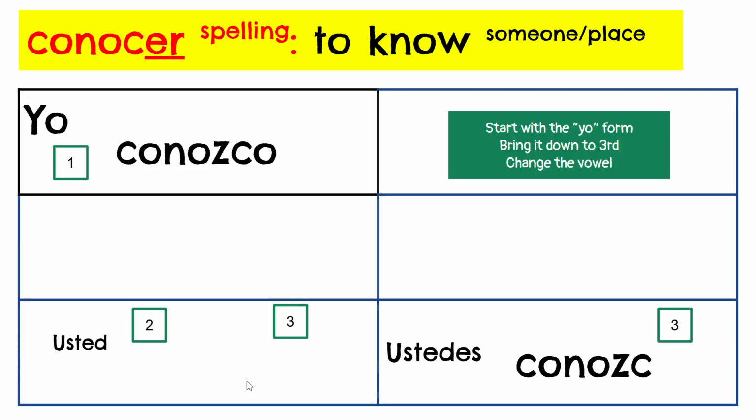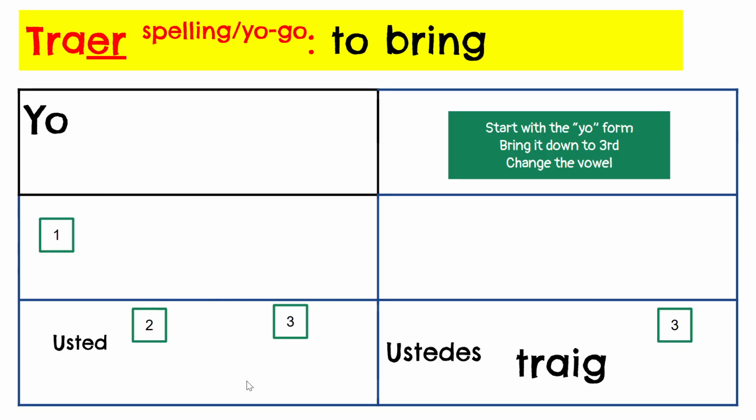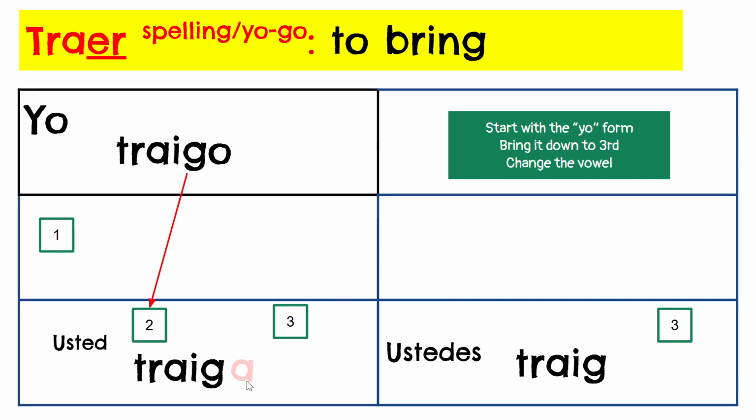Conocer. This is a spelling change, and we'll pick up that spelling change in first person. Conozco. Bring it down. Conozca. Conozcan. Traer. Traigo. Bring it down. Opposite vowel. Traiga. Traigan.